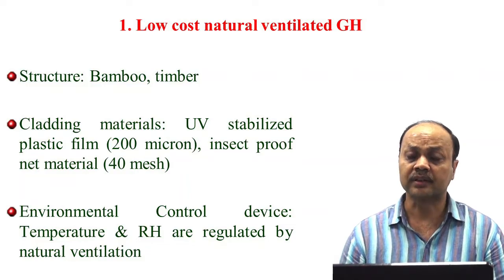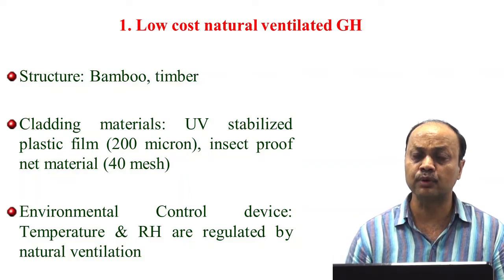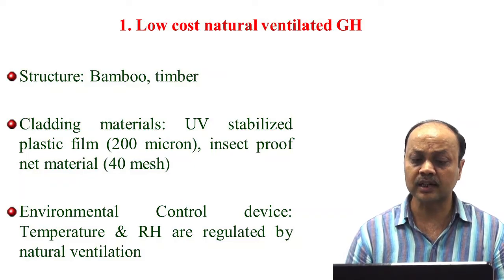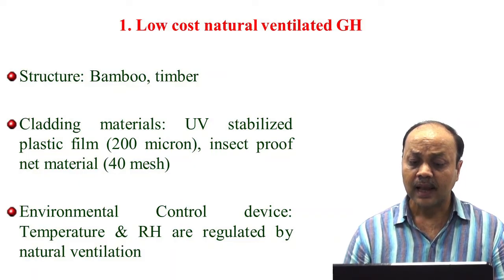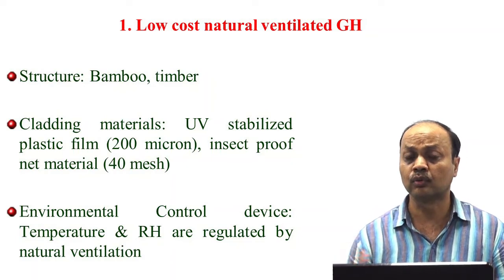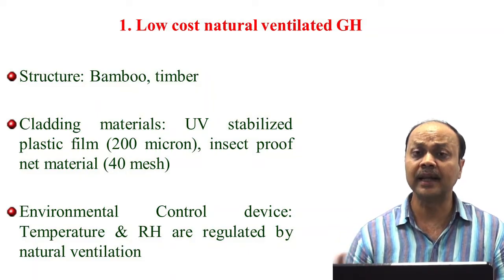As I told, three things are required. Structure: here normally you use bamboo. Cladding materials: you use UV stabilized plastic film of 200 micron and insect proof net material. And for environment control, temperature is regulated by natural ventilation. Later on we will discuss what natural ventilation is. Okay, so maintaining the temperature.